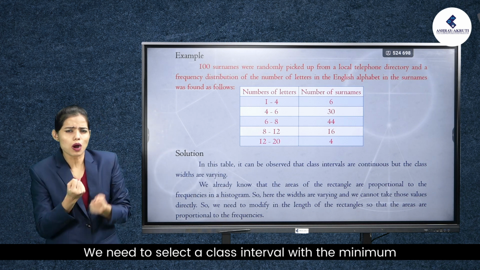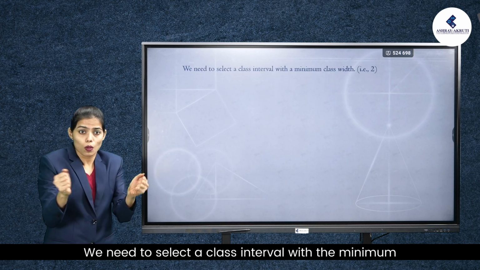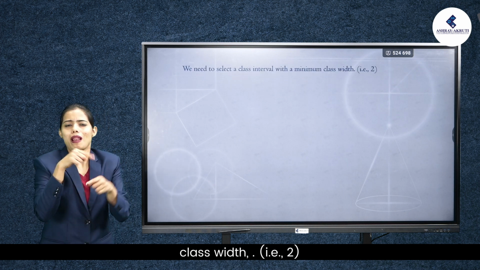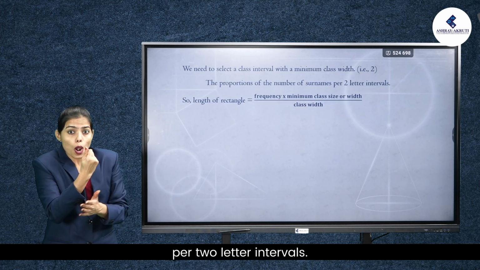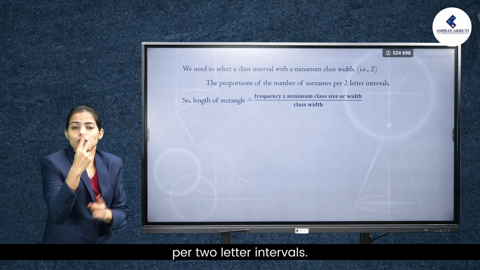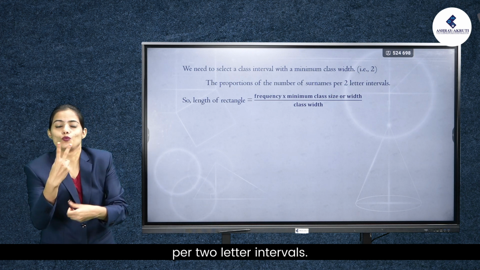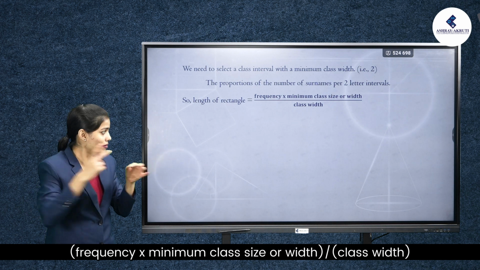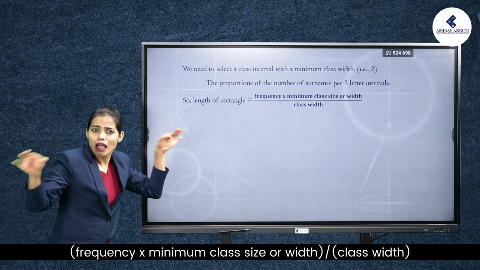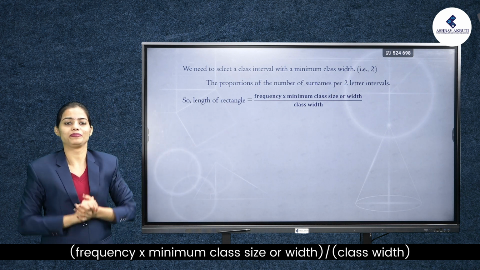We need to select a class interval with a minimum class width, that is 2. The proportion of the number of surnames per 2-letter interval. So, length of rectangle is equal to frequency into minimum class size or width by class width.